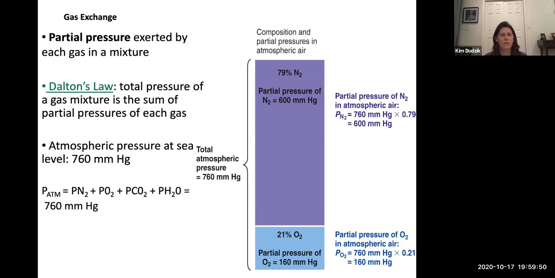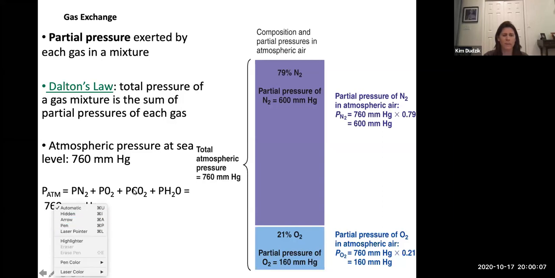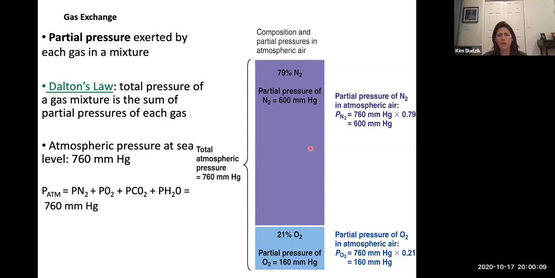This is an idea called Dalton's law. Dalton's law says that the total pressure of a gas is equal to the sum of each of its partial pressures. So if you look at this picture here, let me turn on my laser. This picture is representing total atmospheric pressure, and now we're only showing two types of molecules that are in the atmosphere.